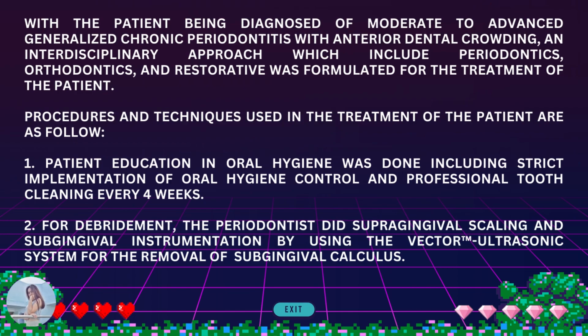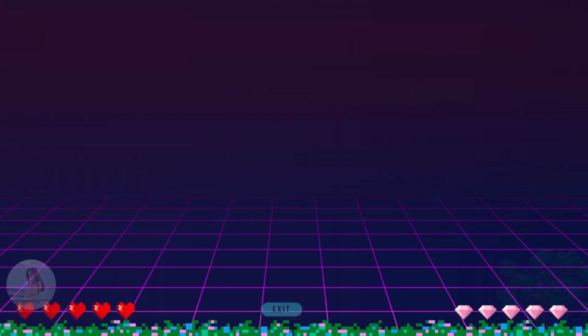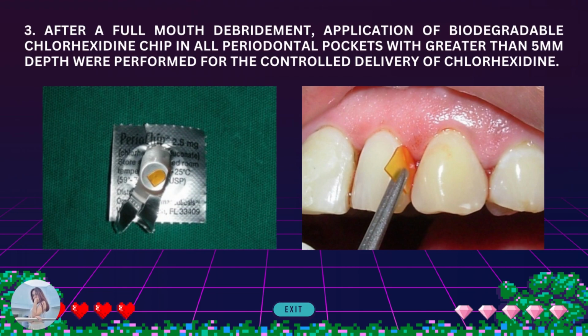1. Patient education in oral hygiene was done, including strict implementation of oral hygiene control and professional tooth cleaning every 4 weeks. 2. For debridement, the periodontist did supragingival scaling and subgingival instrumentation by using the Vector ultrasonic system for the removal of subgingival calculus. 3. After a full mouth debridement, application of biodegradable chlorhexidine chip in all periodontal pockets with greater than 5 millimeter depth was performed for the controlled delivery of chlorhexidine.